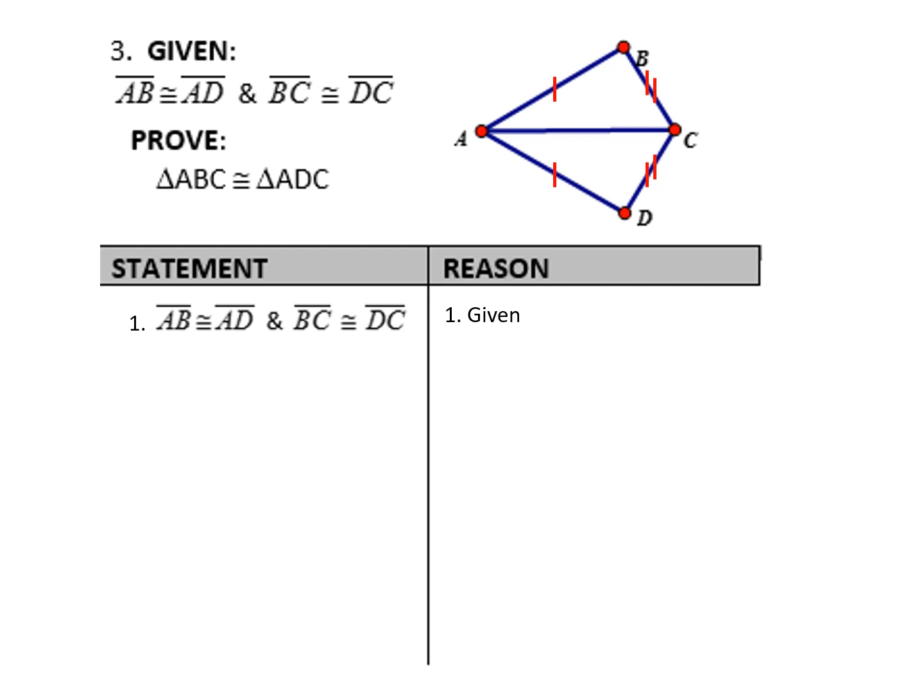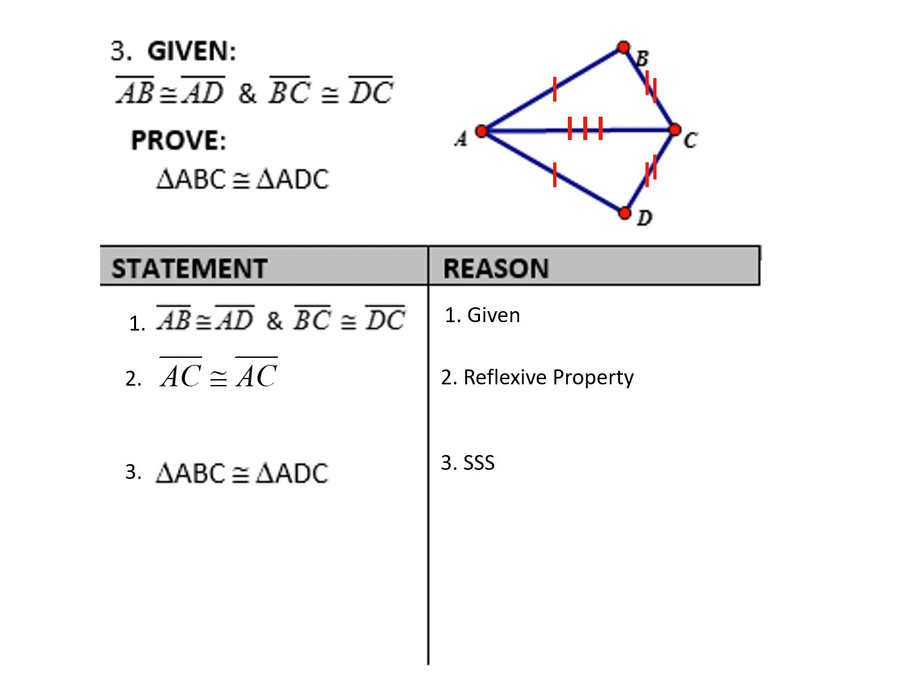Then, because I'm out of givens, I look for reflexive property or vertical angles. I see that I have a shared side, so I'm going to put the reflexive property into my proof. And then my criteria for the triangles being congruent would be side, side, side. I have 3 sides congruent in both triangles, meaning that the triangles are congruent.